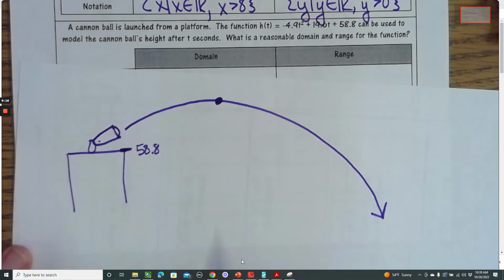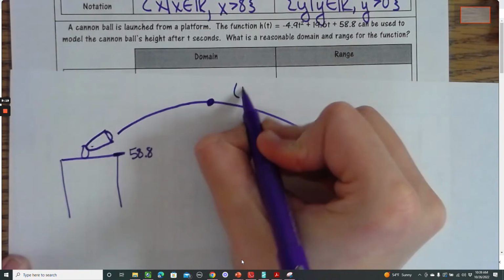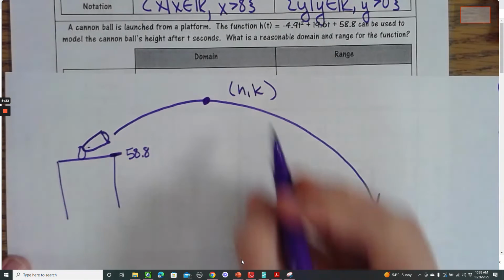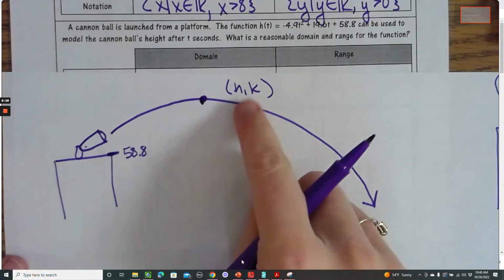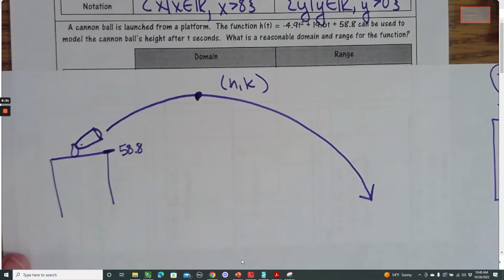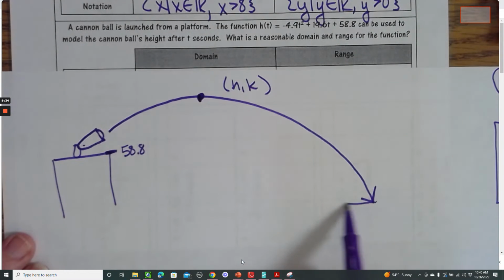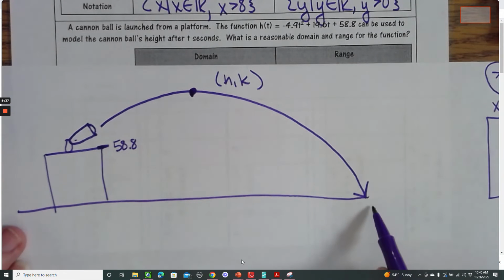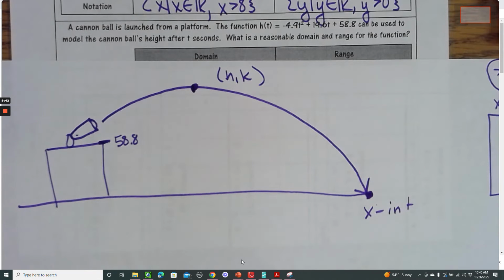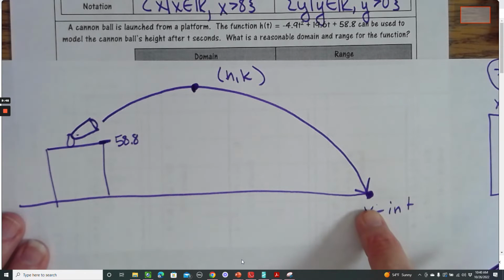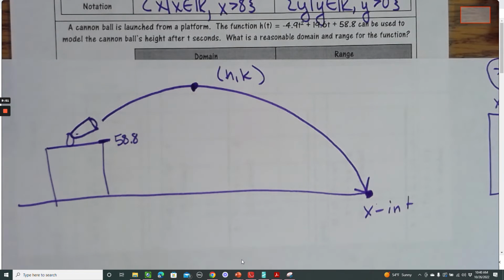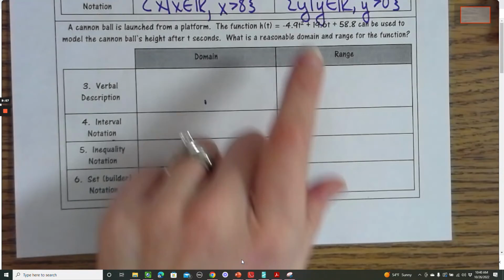The vertex, h comma k. H tells me the time that it reaches its highest point, the x value, and k will tell me what the highest actual point is. And then finally, this is the ground. Where it hits here, this is an x-intercept. The x-intercept will tell you how long that cannonball took to hit the ground. Projectile motions are used a lot in quadratics. Just giving you some pieces so you've got some background information. This one's a little bit easier though.